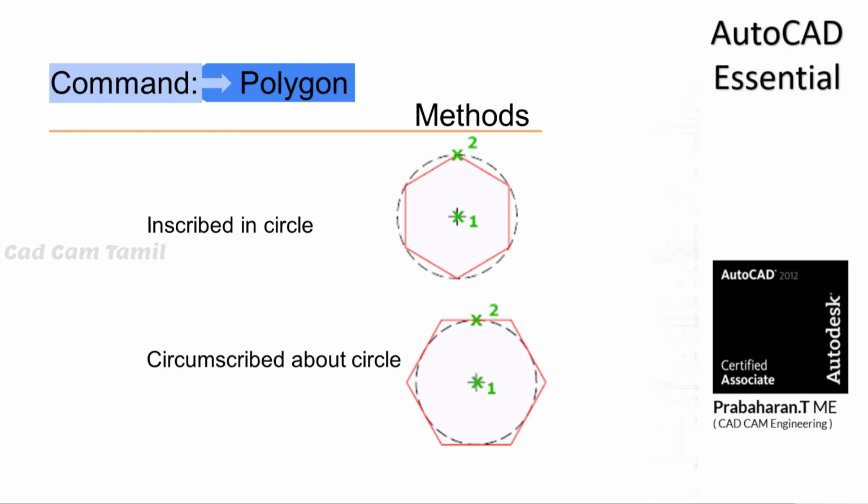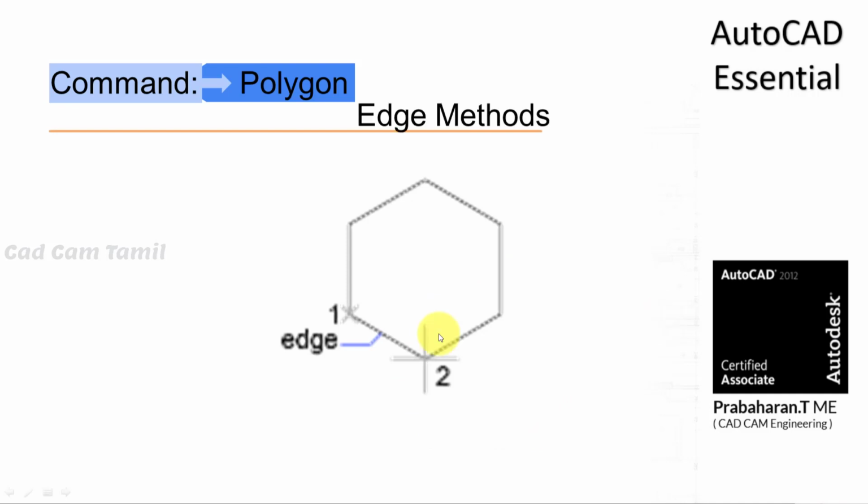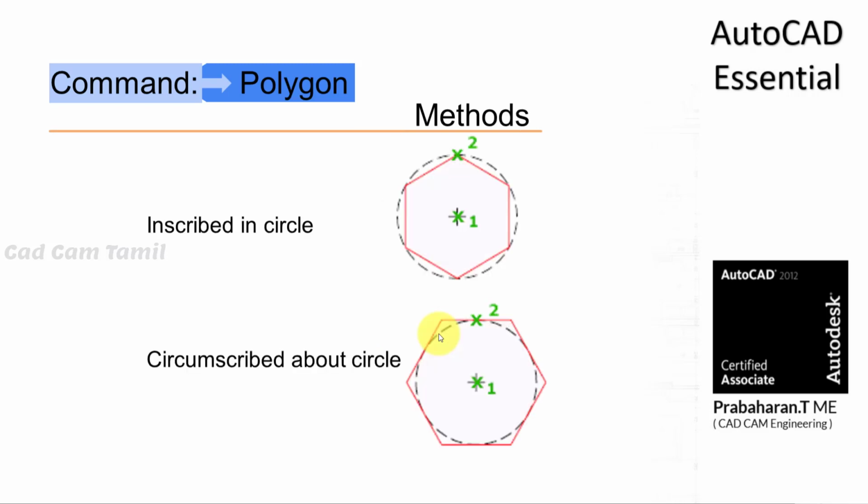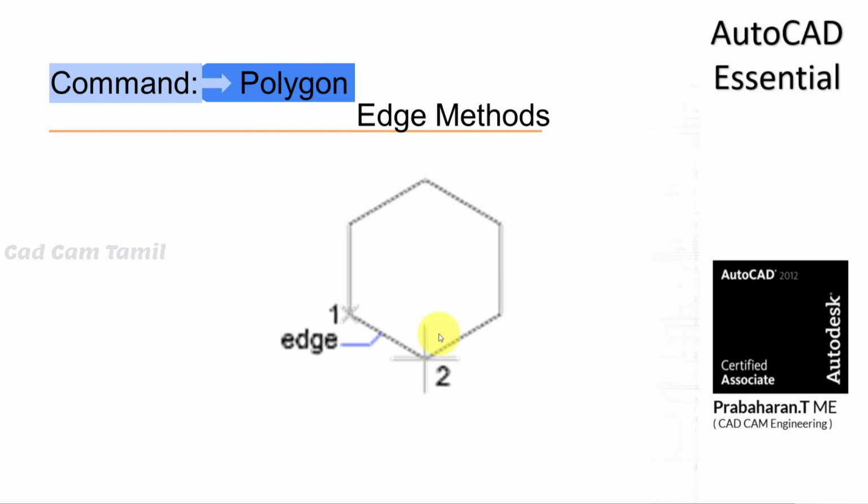The difference is what here? Inscribed in circle means the polygon vertex points will act as circumference points of the circle. Circumscribed about the circle means the polygon will act as a tangent for the circle. See, every edge is tangent to the circle. That is the difference. The next method is the edge method. Here we define one edge of the polygon, and based on that, all other edges will be constructed in the same size. Only two methods are there: one is the circular method, another is the edge method.